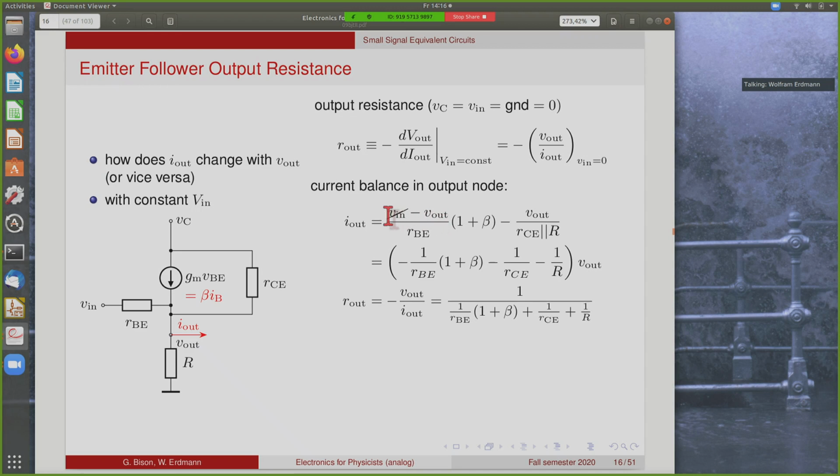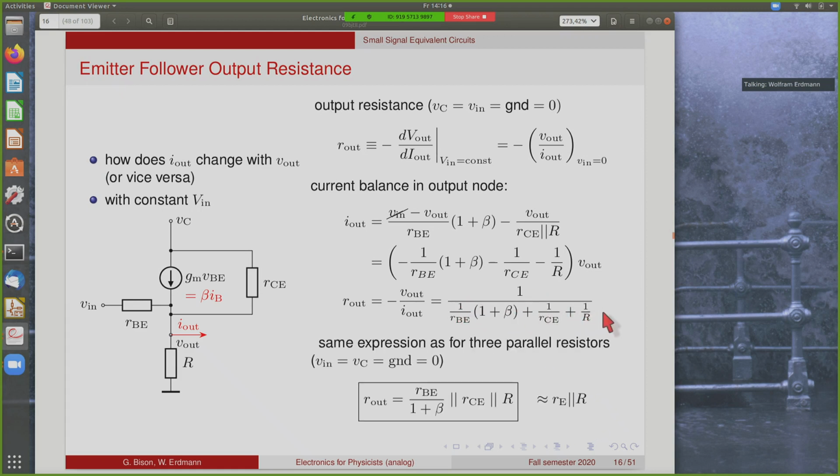V in is constant in this case, so we can just drop it. So we're left with only expressions that are proportional to V out on the right hand side, and this gives us this term here. So our output resistance is simply given by 1 over this term. So it's 1 over RBE times 1 plus beta plus 1 over RCE plus 1 over R. And this looks, of course, like we're having 3 resistors in parallel.